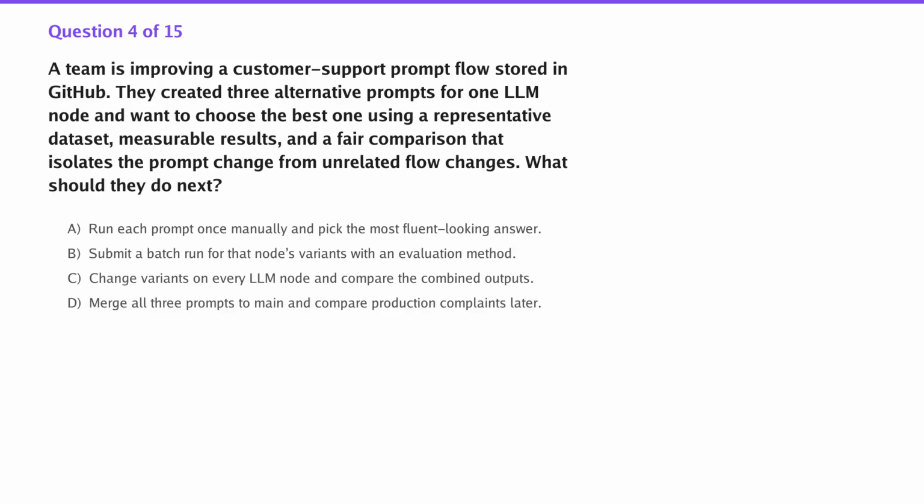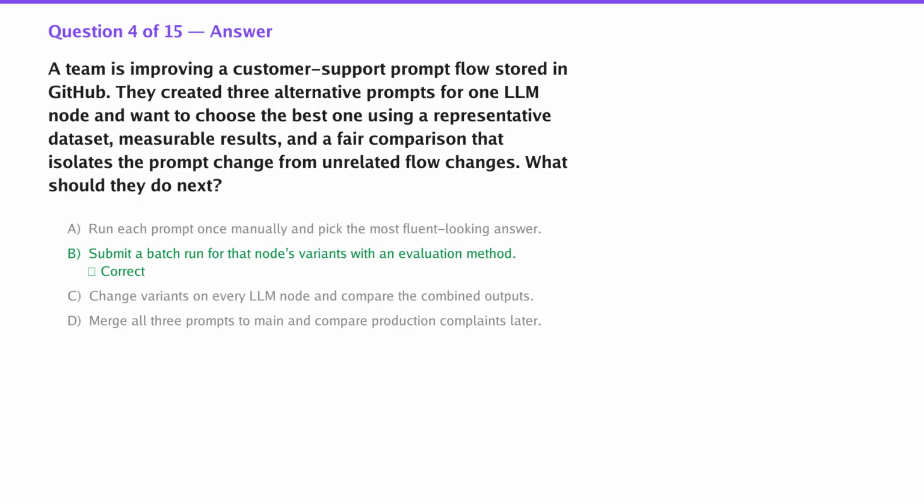Option A, run each prompt once manually and pick the most fluent-looking answer. Option B, submit a batch run for that node's variants with an evaluation method. Option C, change variants on every LLM node and compare the combined outputs. Option D, merge all 3 prompts to main and compare production complaints later. The correct answer is option B, submit a batch run for that node's variants with an evaluation method.